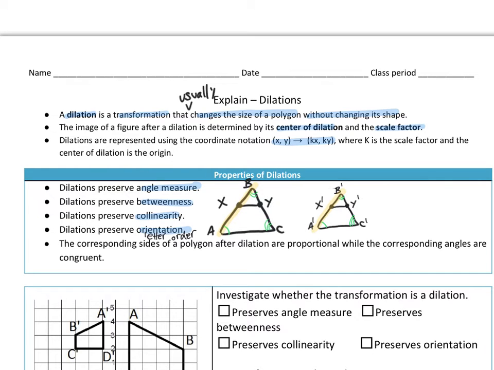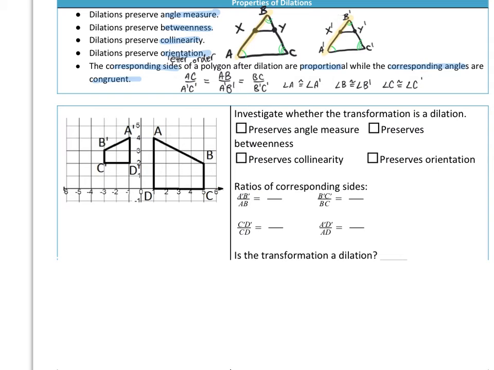Another key thing to know about dilations is that the corresponding sides of the preimage and the image will be proportional. And as we said, the corresponding angles will be congruent. Here's a statement describing how the sides are proportional, the corresponding sides. And these statements say that the corresponding angles are also congruent. So now we know a little bit about dilations.